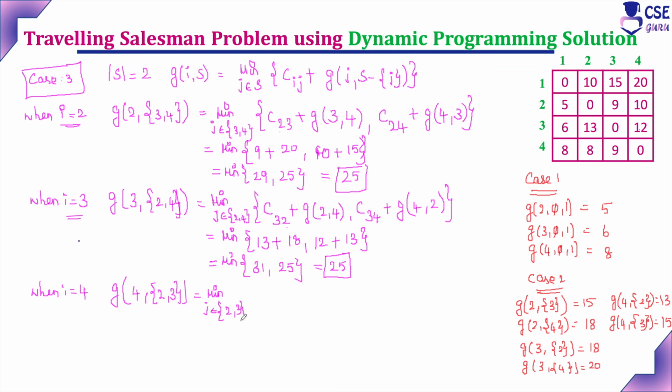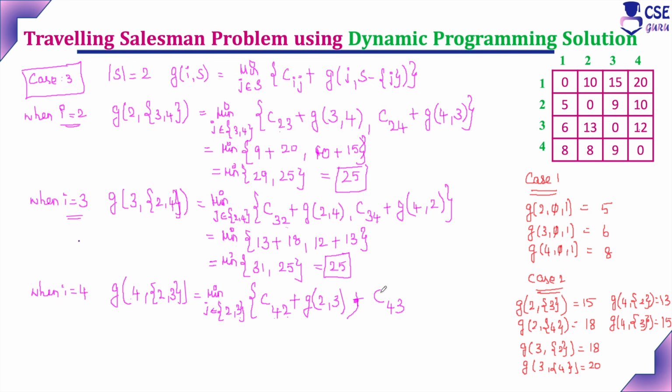That is, after visiting 4, you need to visit the remaining cities 2, comma 4. C of 4, 2 and C of 4, 3 we need to consider. That is C of 4, 2 plus G of 2, plus C of 4, 3. Current city is 4. Next you can visit 2 or 3. That is the meaning. Plus G of 3, comma, after visiting 2, what is the remaining city?